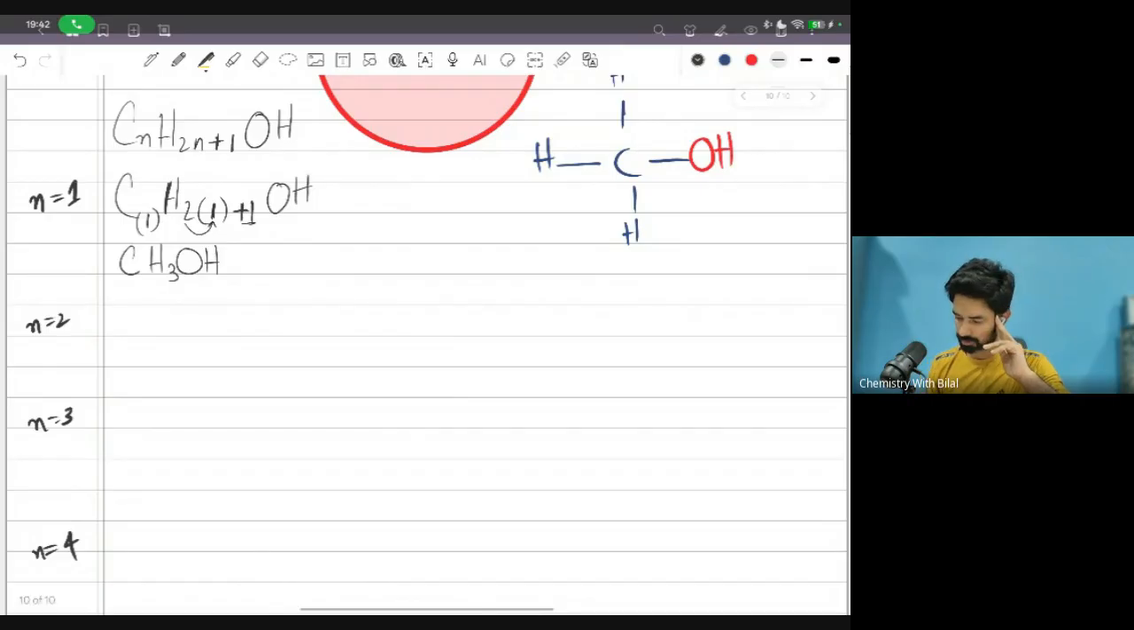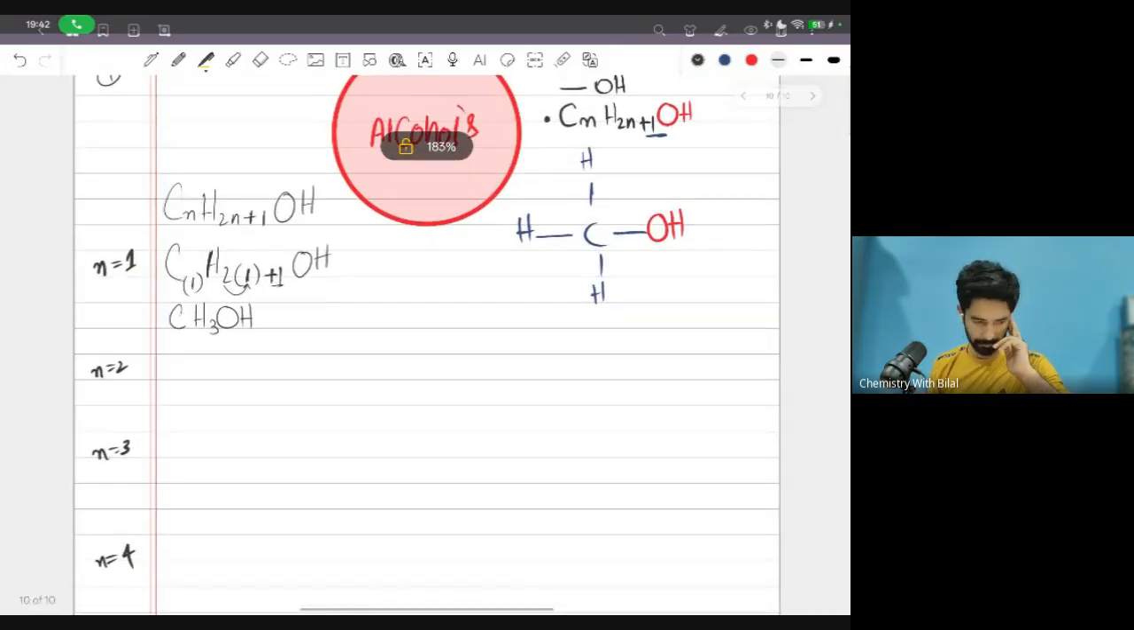General formula is written. Then use that formula. Shabash. Yes. Done.